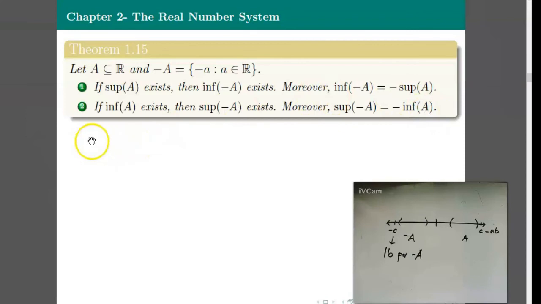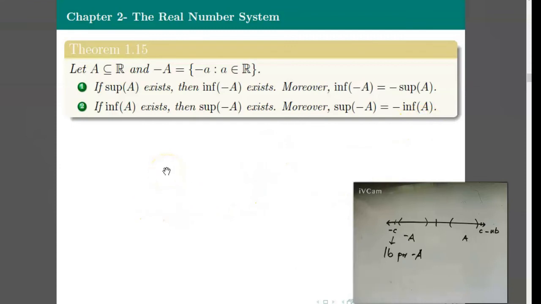Then the second statement is: if the infimum of A exists, then the supremum of negative A exists, and the supremum of negative A is equal to the negative infimum of A.